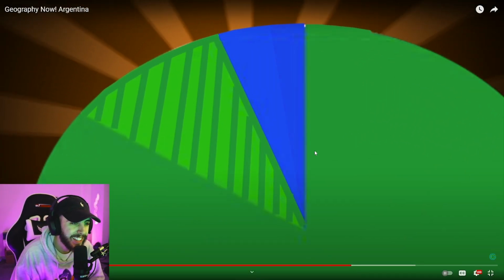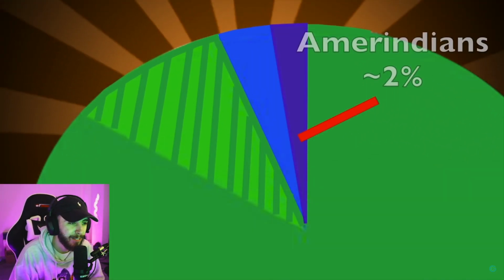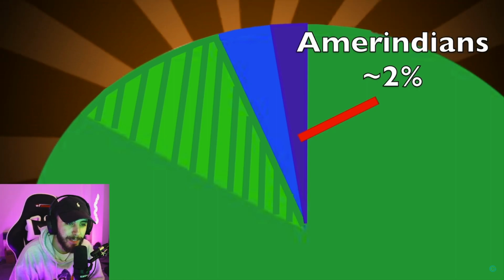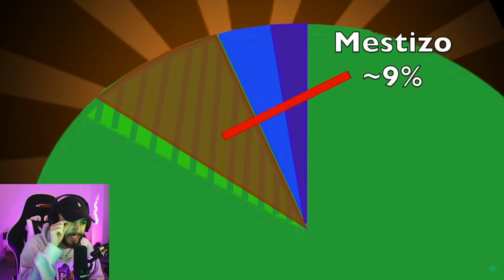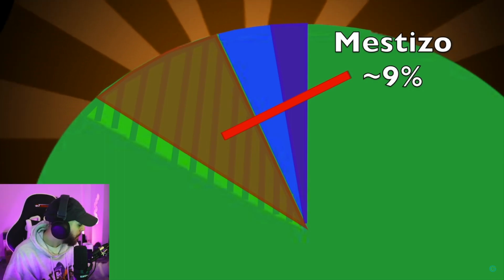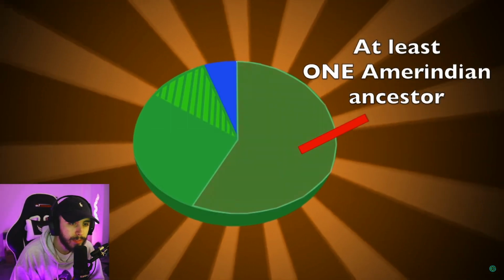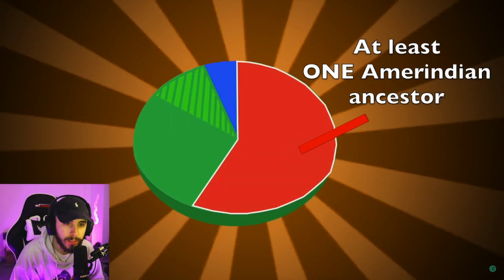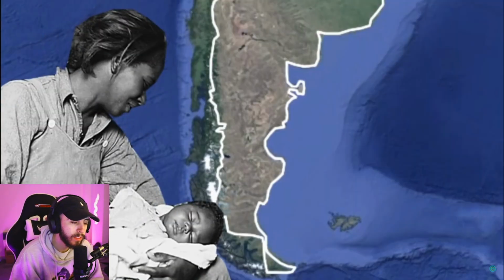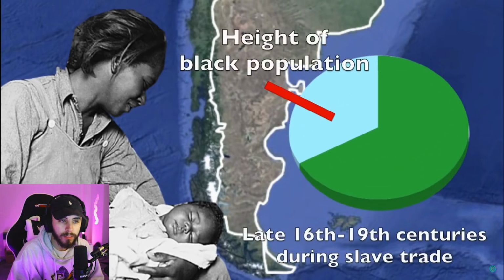Although people who identify as full-blooded Amerindian only make up about 2% of the population, about 9% of the population identify as mestizo, or mixed between Amerindian and European. However, a recent study by geneticist Daniel Corach has theorized that over half the entire population of Argentina probably has at least one ancestor that was Amerindian. Argentina actually used to have a surprisingly large black population, especially during the colonial days, and at one point during Spanish colonization, blacks actually made up a third of the entire population.